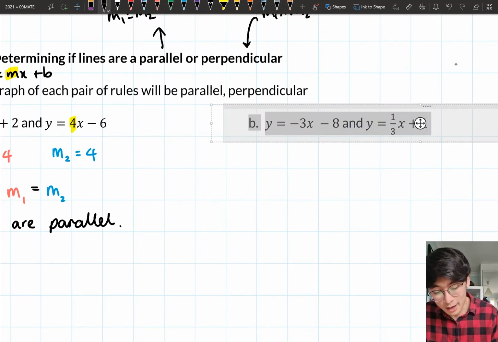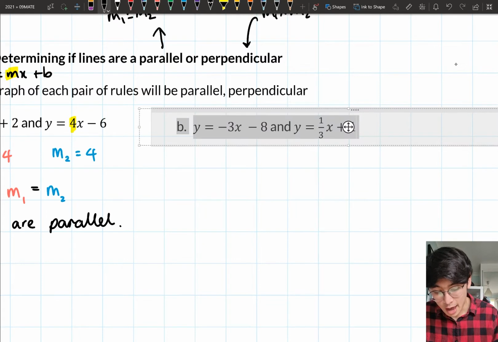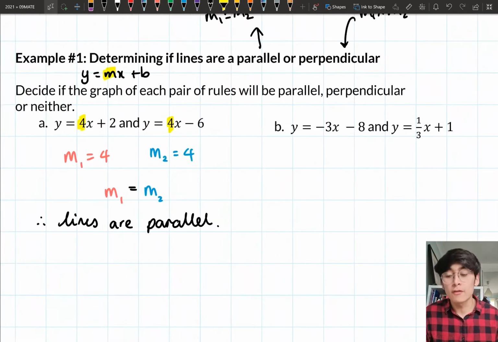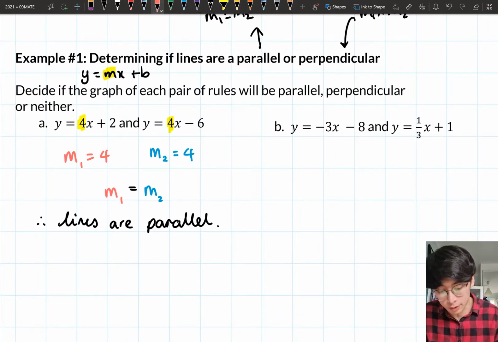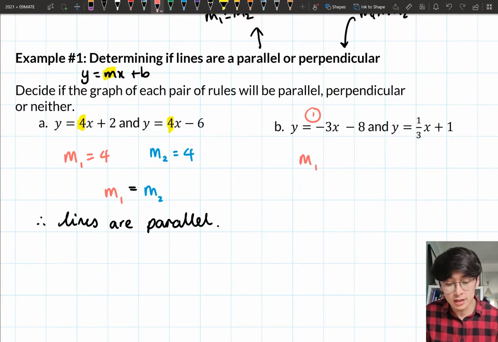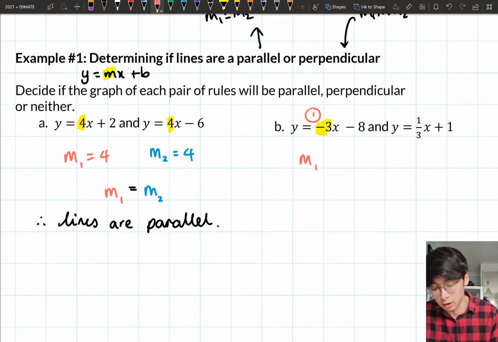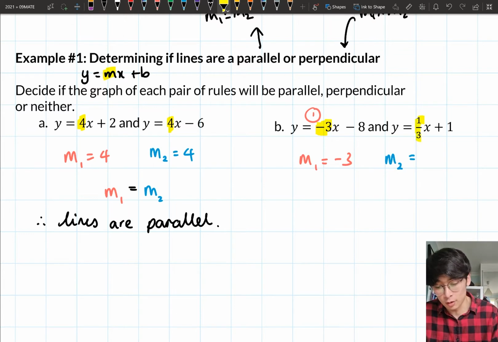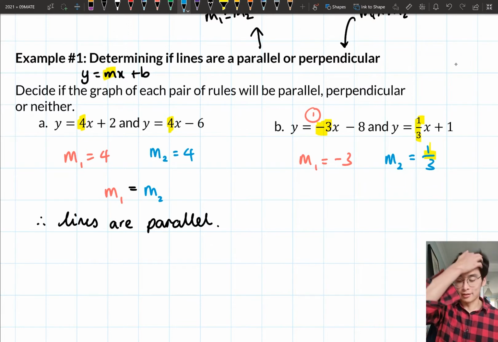So here we've got y is equal to -3x minus 8 and y is equal to 1/3 x. Okay, same steps that we did before. We're going to first identify the gradients. So let's have a look at the first one, m1. If this is my first line, what's the gradient? Well, we've got y is equal to -3x minus 8. And so we're just looking for the number before the x, which happens to be -3. Okay, that's my first one. I'm going to need to do the same thing for my second one, m2. The number before the x is 1/3. Okay, so we've identified our gradients.